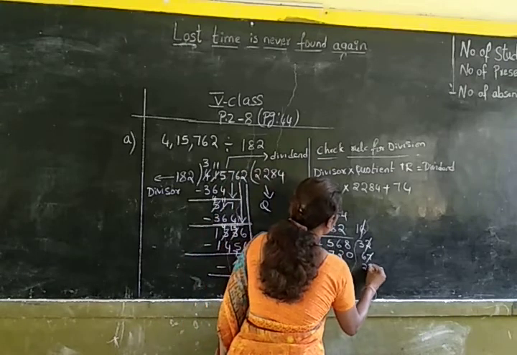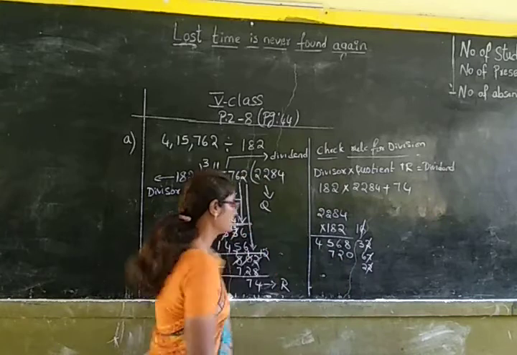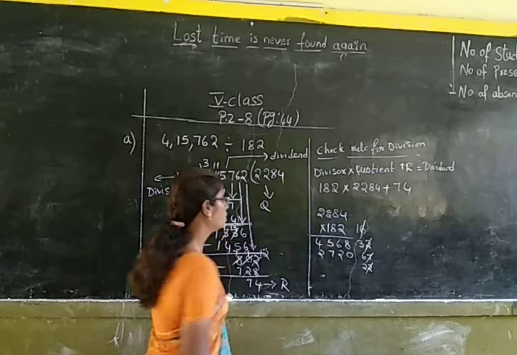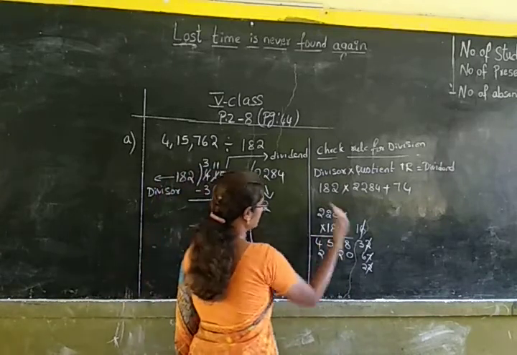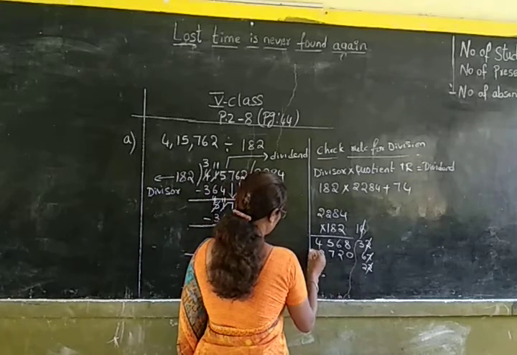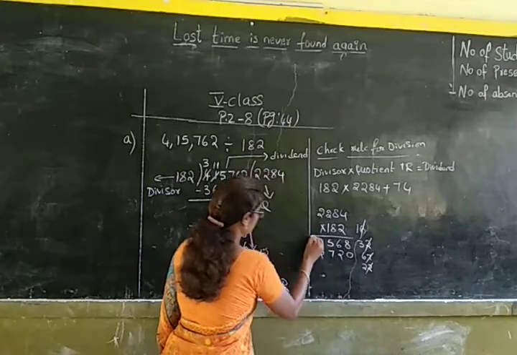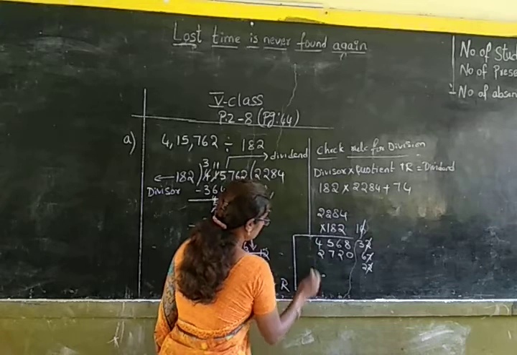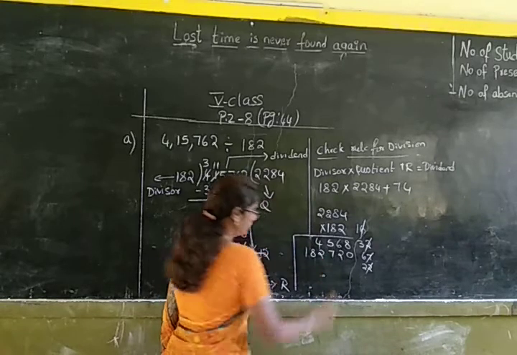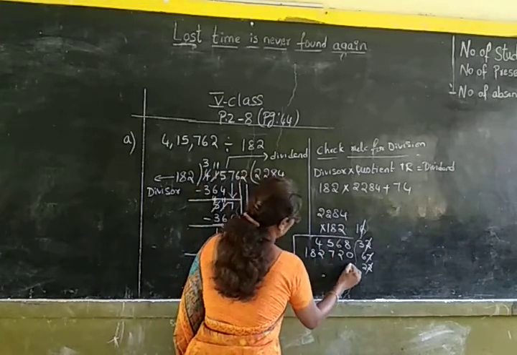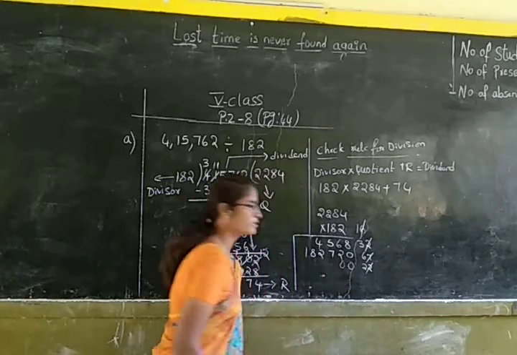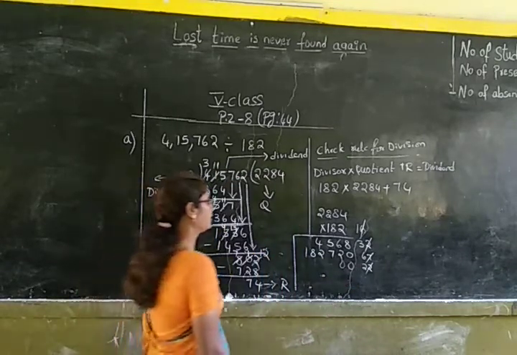Again 8 2s are 16. 16 plus 6 is equal to 22. 8 2s are 16. 16 plus 2 is equal to 18. Now 1 is in hundreds place, so you have to put 0 in ones place and tens place.